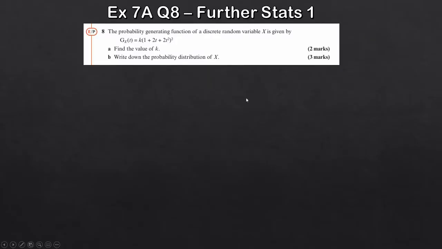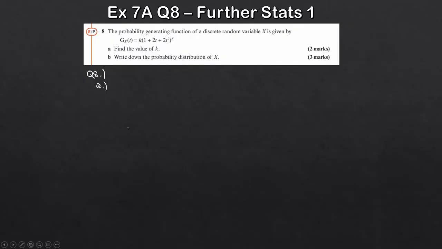So the first question here is from exercise 7A, question 8. And we've got this probability generating function of a discrete random variable X. So part A wants us to find the value of k. So let's get a pen up, use white. So question 8A. Well, this is a pretty standard question.